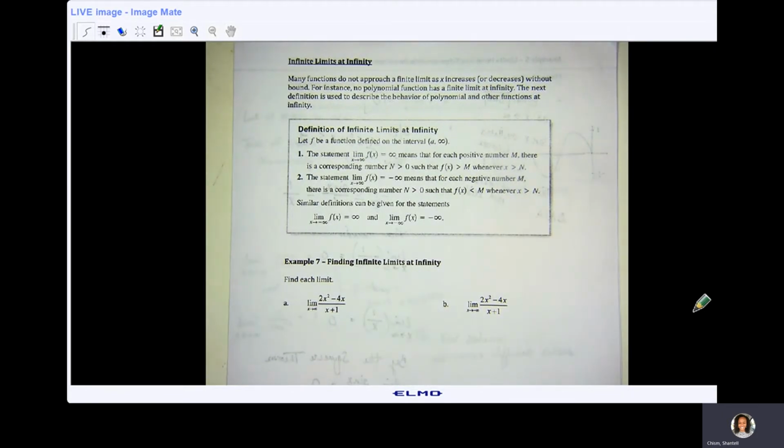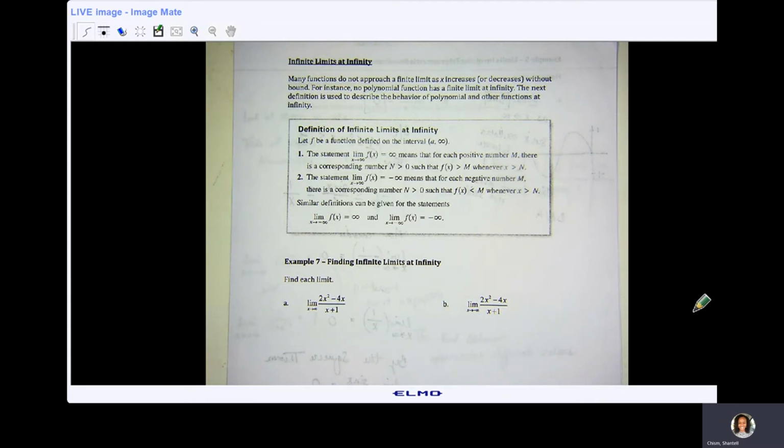Many functions do not approach a finite limit as x increases or decreases, which we just saw on the previous problem with sine x. So, for instance, no polynomial function has a finite limit at infinity. The next definition is used to describe the behavior of polynomials and other functions at infinity. So, in other words, there are some functions that just do not have a limit value. They do not approach some finite limit value, and this definition will help you to understand that.